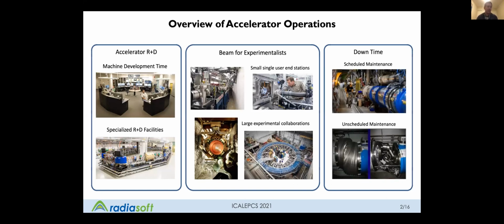So just a quick overview of what we're interested in doing here. In general, we classify accelerator time into three areas, and we're primarily interested in optimizing the use of accelerator R&D time and optimizing the use of beam time for experimentalists while minimizing downtime. When it comes to anomaly detection, generally speaking, we're trying to do either predictive maintenance or predictive anomaly detection so that we don't have as much unscheduled maintenance. And for machine tuning and optimization, we're trying to get the best performance out of the machine, either during accelerator R&D time or during beam time for experimentalists.